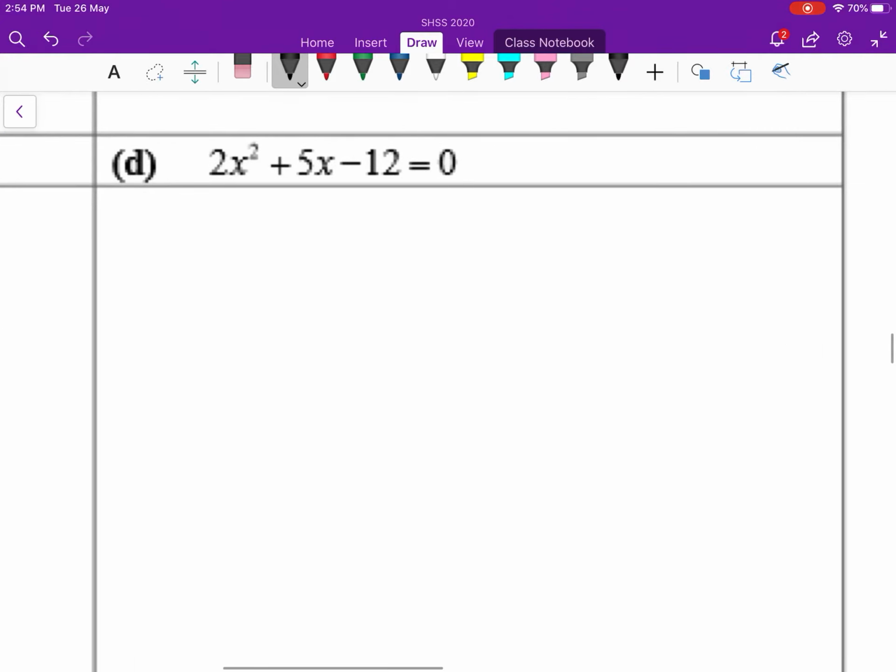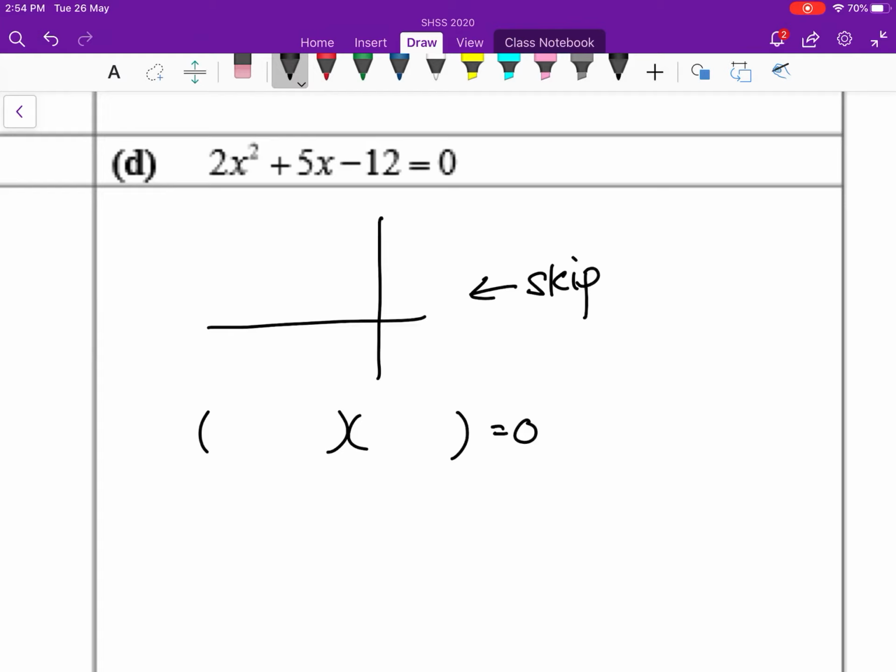Part D. Another quadratic equation that needs factorization. And this factorization also requires this cross method. Again, for those who are able to do the factorization immediately, you can skip this step. This is the reason why I want you all to be able to do this very quickly. There's a reason why. So 2x squared is 2x times x. 12 is 4 and 3. So I'm just going to try this. This gives me 8 and 3. So I want plus 5. So this should be plus 8 minus 3. Yeah.